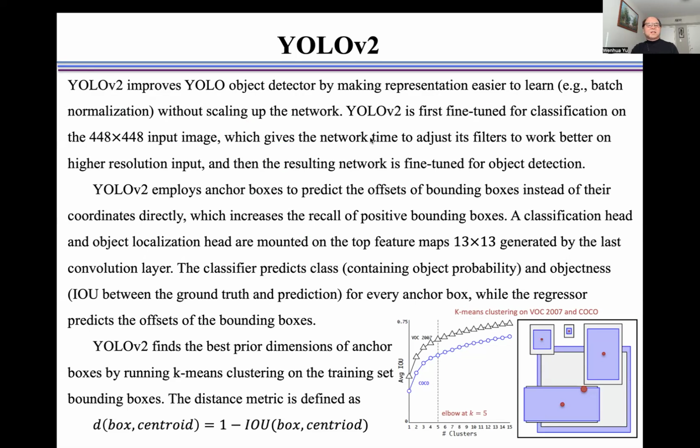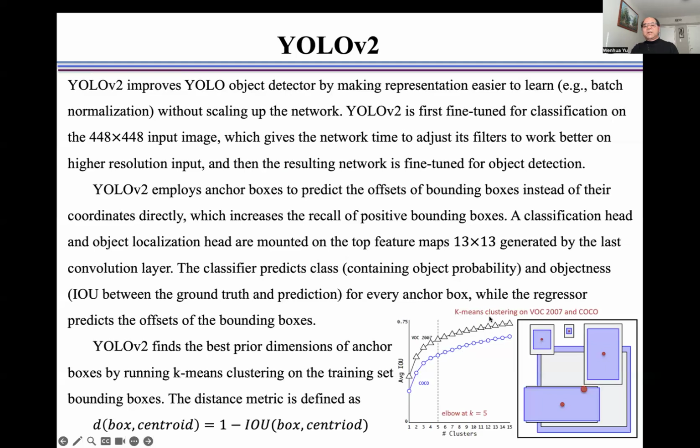A classification head and an object localization head are mounted on the top feature maps, 13 by 13, generated by the last convolution layer. The classifier predicts the class and objectness for each anchor box, while the regressor predicts the offset of bounding boxes. YOLOv2 finds the best prior dimensions of anchor boxes by running k-means clustering on the training set bounding boxes. The distance metric is defined as here.